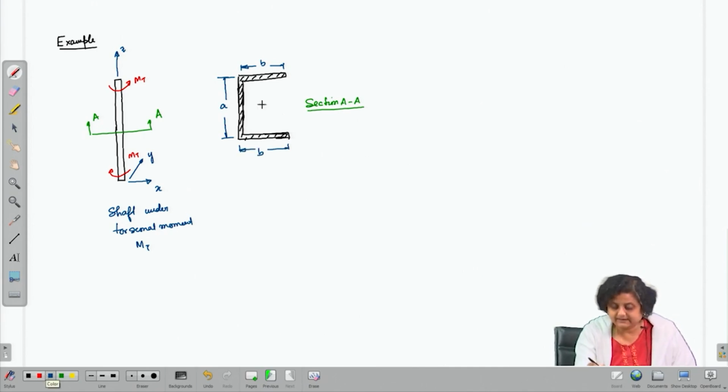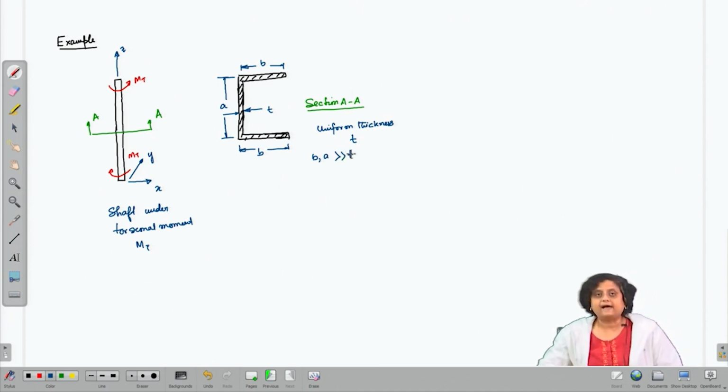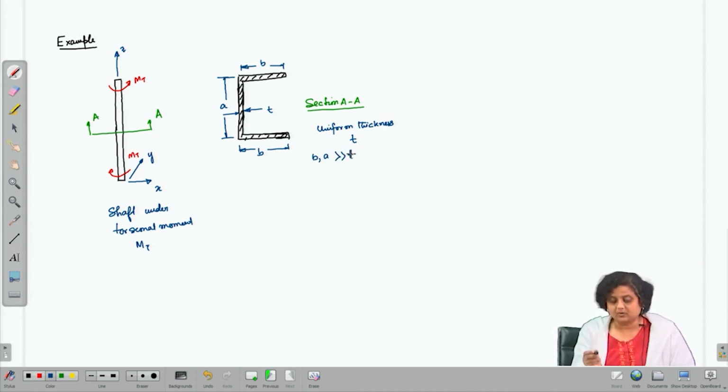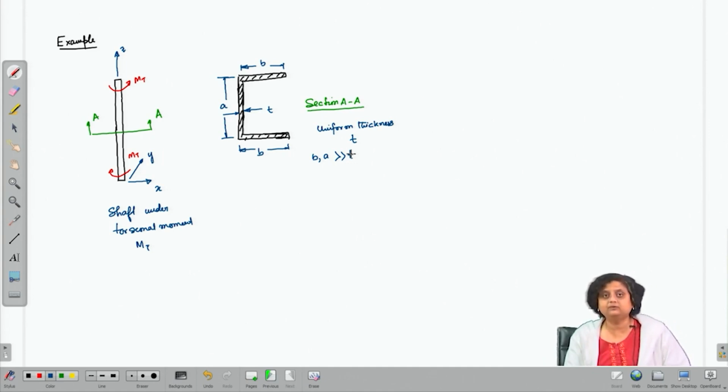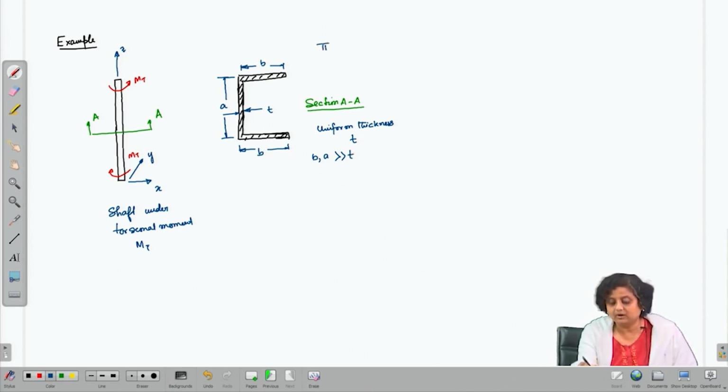And let the thickness be T. Okay, so uniform thickness T. Now both B and A are much larger than T. So this is a shaft with thin walled cross section. Okay, so the C section is a thin walled section because B or A is much larger than the thickness T. So this is a thin walled cross section.